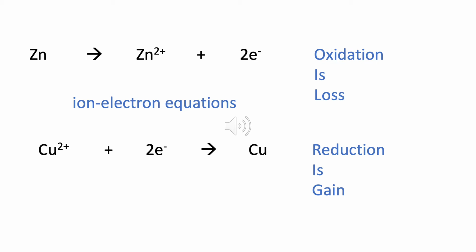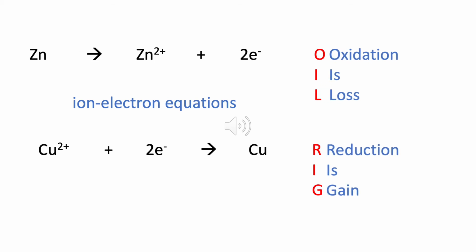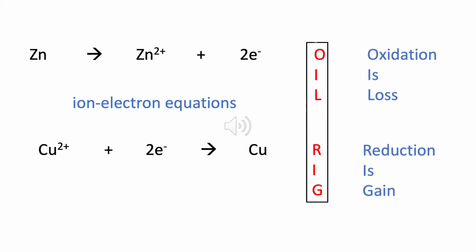The mnemonic often used to remember this is OIL RIG. Oxidation is loss, reduction is gain. It's important to note that reduction reactions and oxidation reactions always happen simultaneously, that is, at the same time. If a reduction is happening, then an oxidation must also be happening. Similarly, if an oxidation is happening, a reduction must be happening.